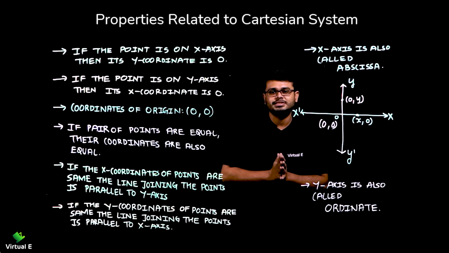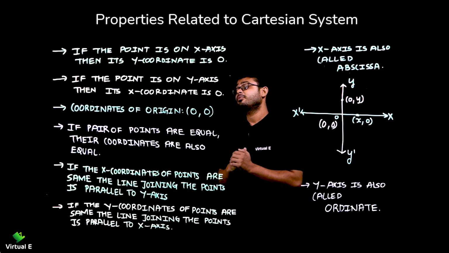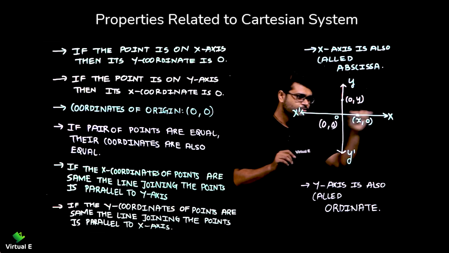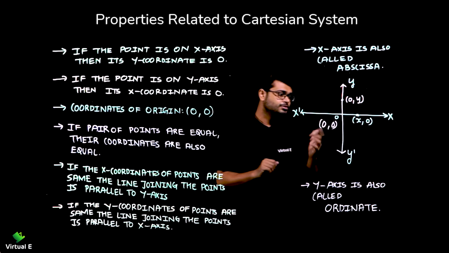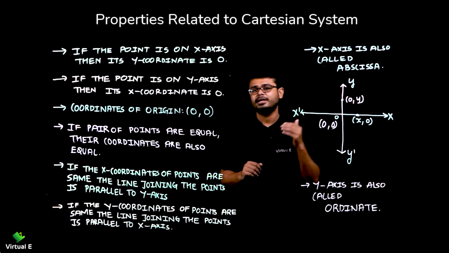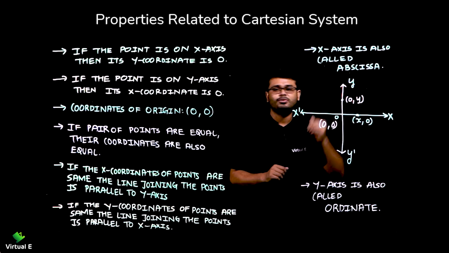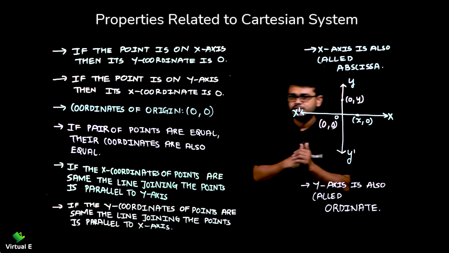Let's learn a few properties related to the Cartesian system. Let's start with the first one. If a point is on the x-axis, if we take any point which is only on the x-axis, then its y-coordinate is 0. So it is not moving in the up and down direction. It is only moving left and right. So its y-coordinate will be 0, and it can be represented as (x, 0).